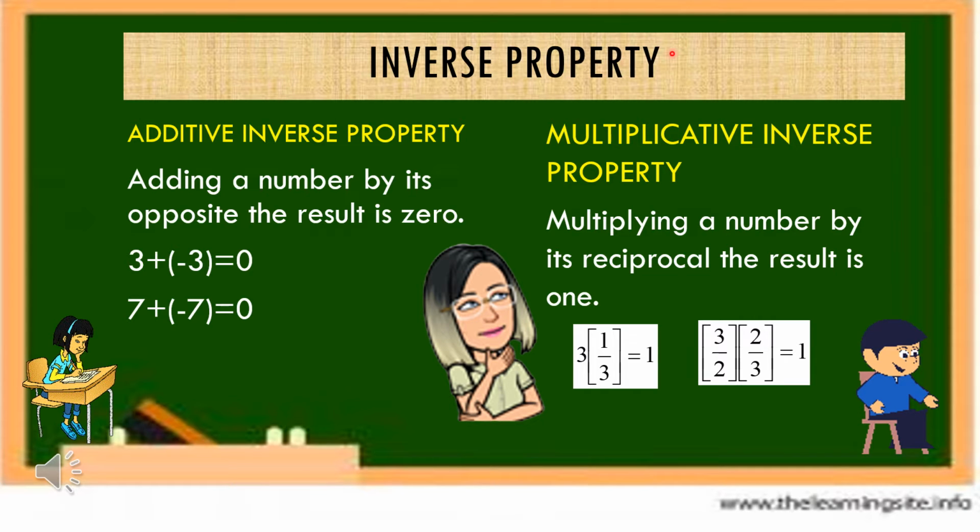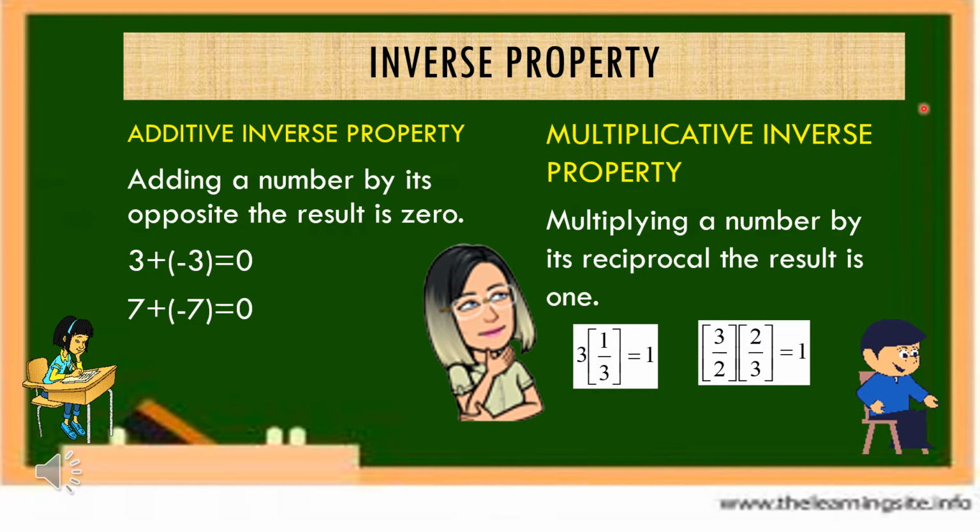We have inverse property. Inverse property is divided into two: additive inverse property and multiplicative inverse property. So if we add a number to its opposite, what is the opposite? If we have 3, the opposite of 3 is negative 3. If we have 7, the opposite of 7 is negative 7. So if we add a number to its opposite, the result is 0.